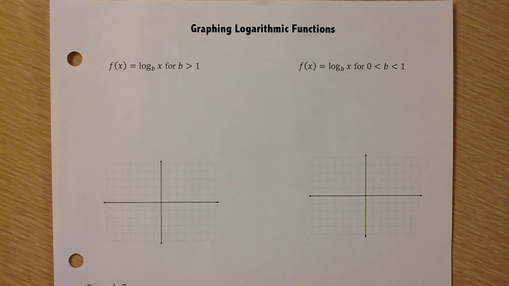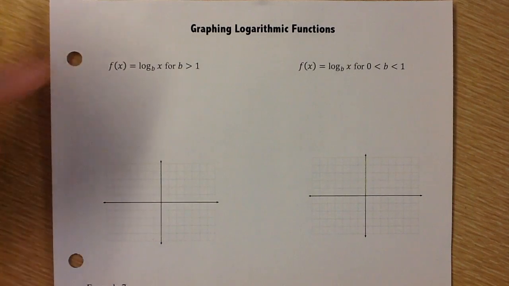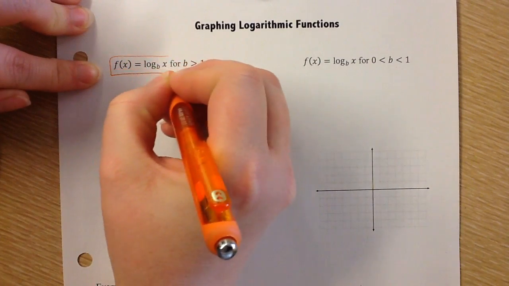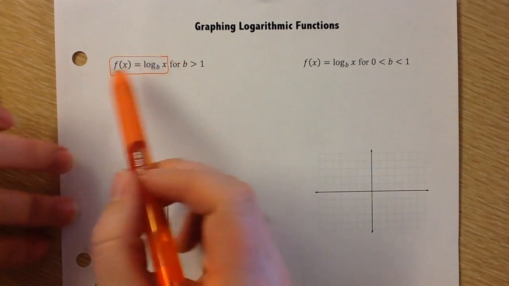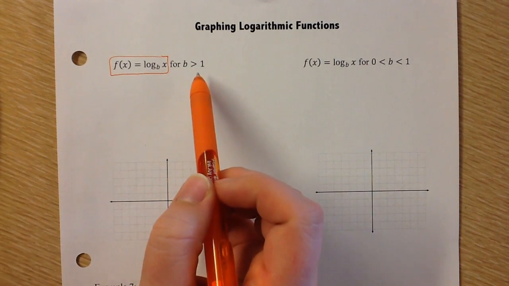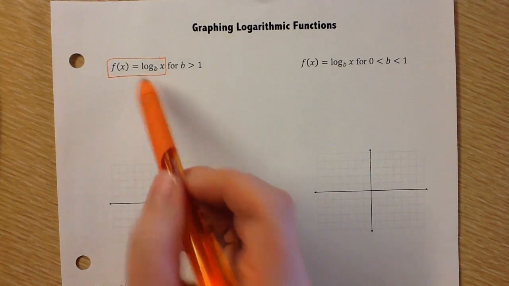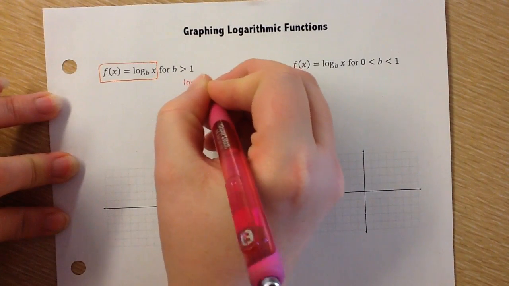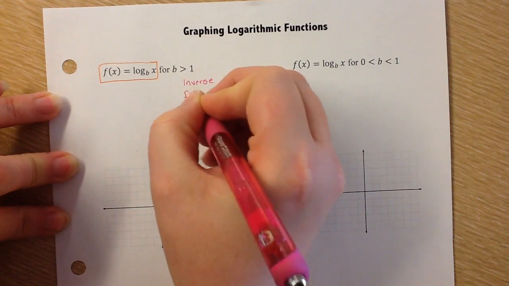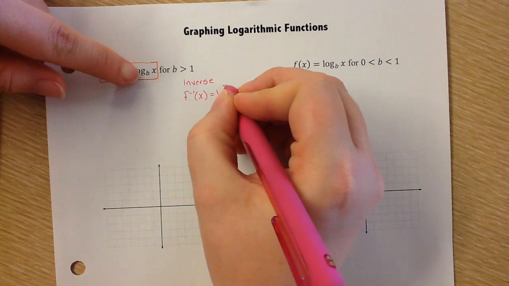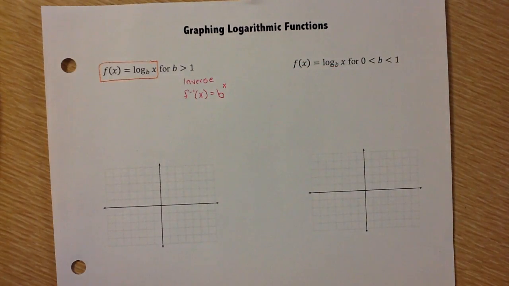From the previous section, we know that if this is my original function, f of x, and let's do this in two different cases, let's do my base is greater than 1. Its inverse, we'll go pink, f inverse of x, would be b to the x power, because we know logs and exponents are inverses of each other.